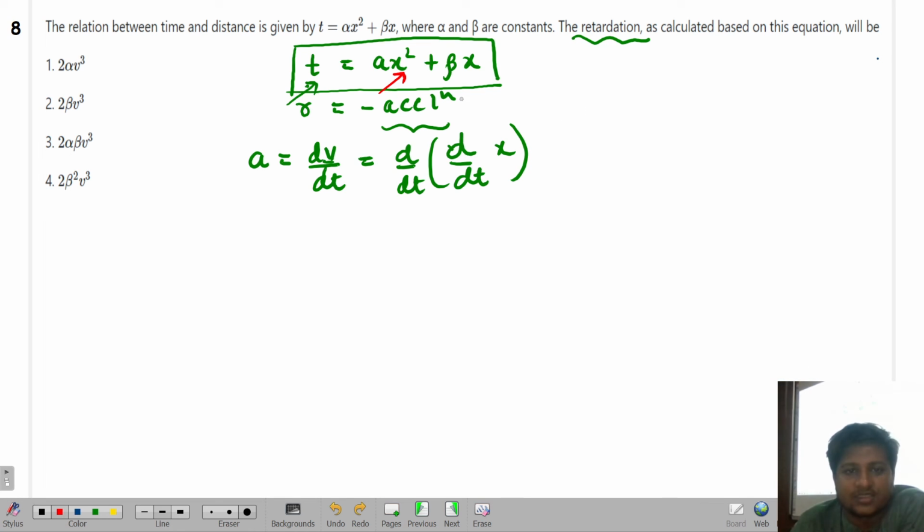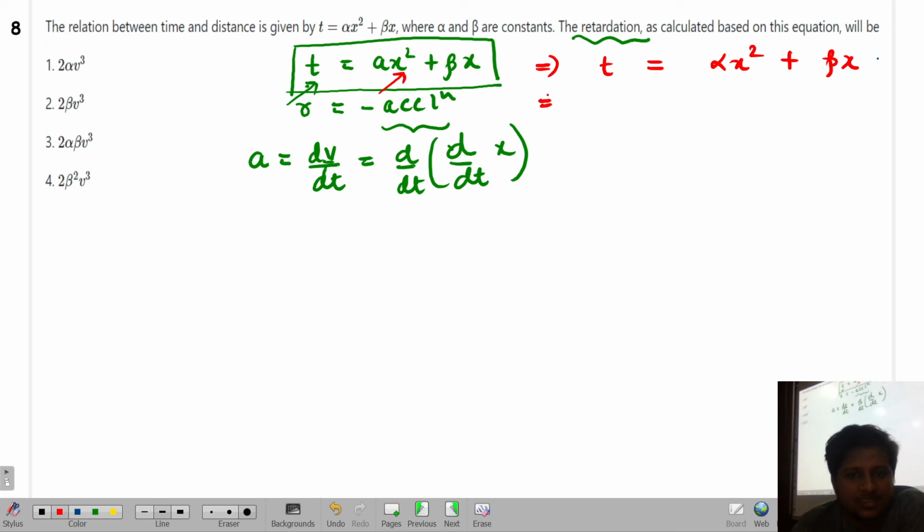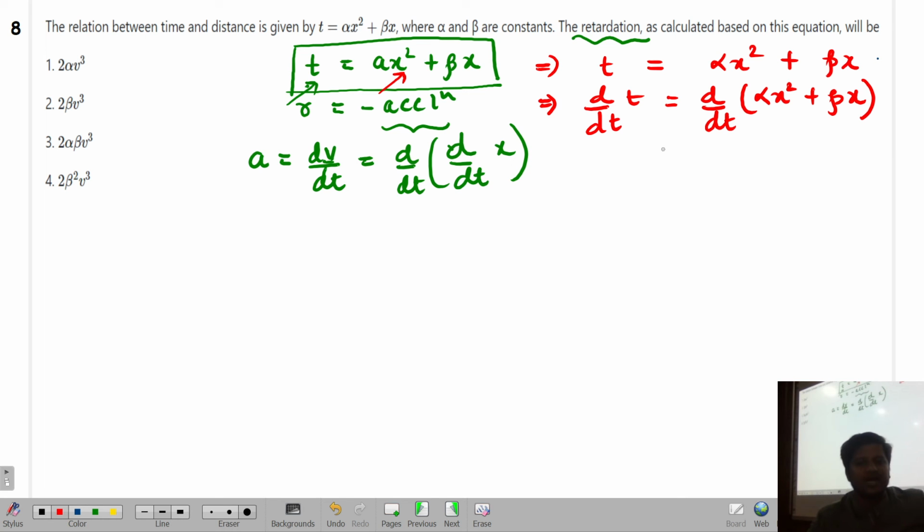So how to do it? Let us see how I will do it. Please observe how I am doing. Now look over here. t is given as alpha x square plus beta x. I have to form the equation of acceleration. How will I do it? Can I apply differentiation on both of the sides? I'm doing differentiation with respect to t on both of the sides, so it is equal to d by dt of alpha x square plus beta x. First step, I applied differentiation on both of the sides. Is it okay or not?